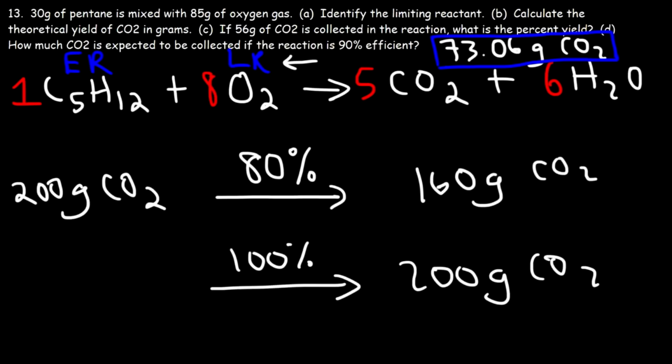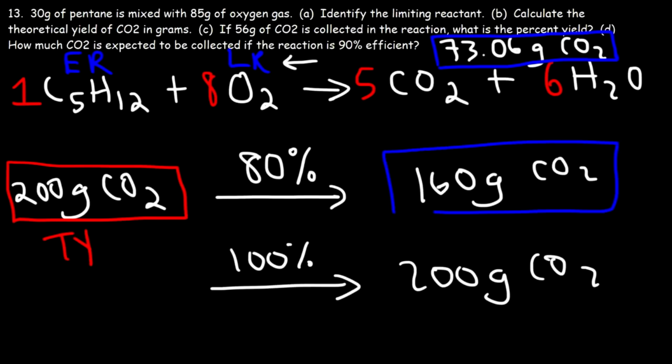So this number here, the maximum that we can get, this is known as the theoretical yield. And the amount that we actually got in the experiment, that is the actual yield. The efficiency, which is this number, that is the percent yield.